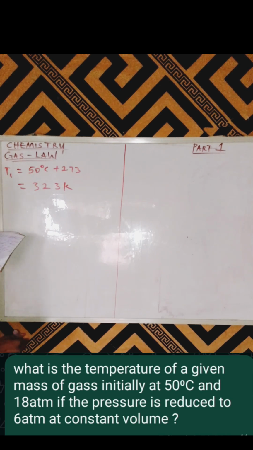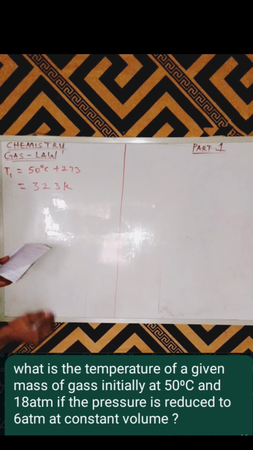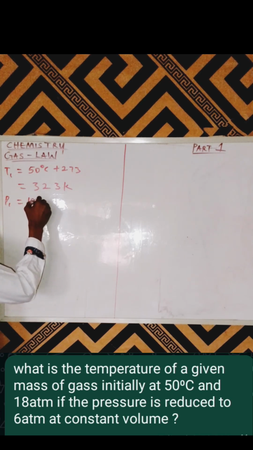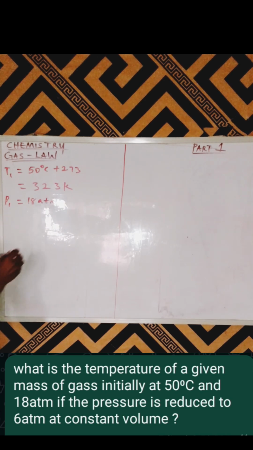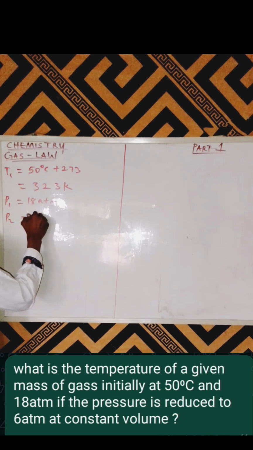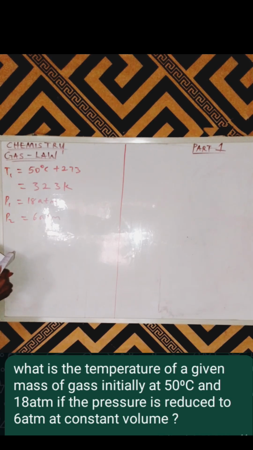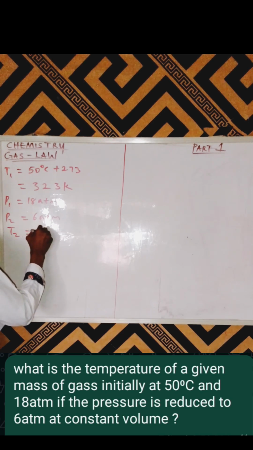So the gas is initially at 50 degrees Celsius and 18 atmosphere. So P1 here is 18 atmosphere, right? If the pressure is reduced to 6 atmosphere. So P2 was now reduced to 6 atm. And what do they say again? At constant volume. So the volume is constant. So that's how to calculate the temperature of the given mass of the gas. That's T2, and that's how to find T2.